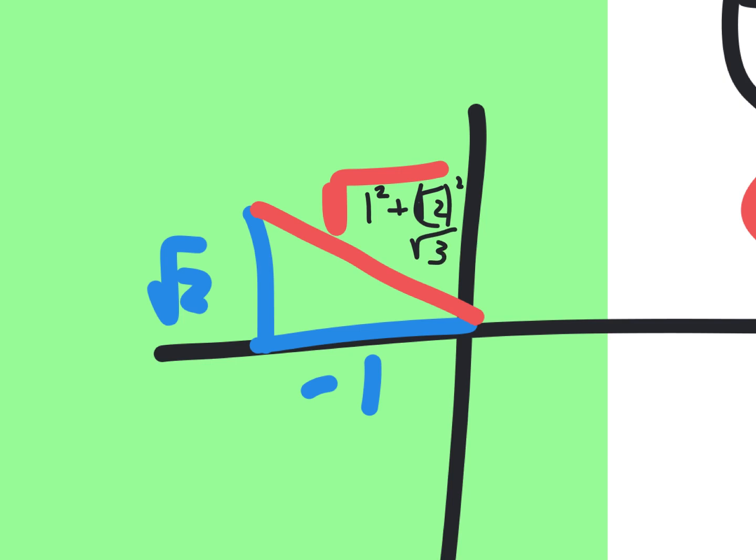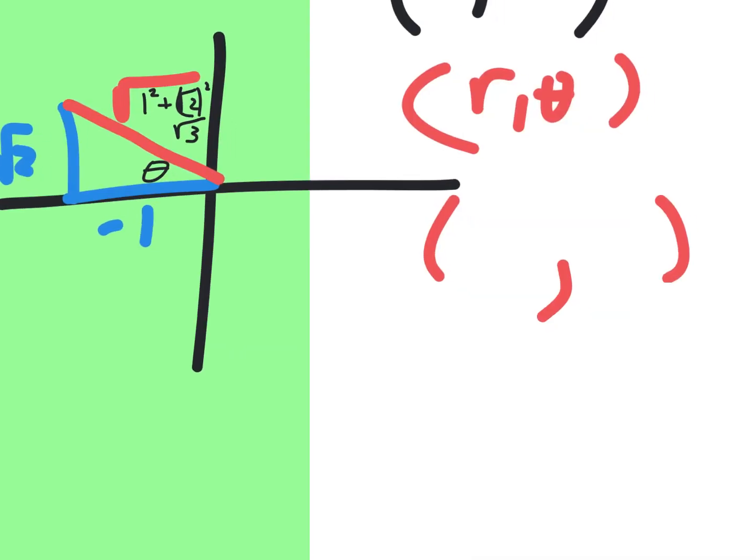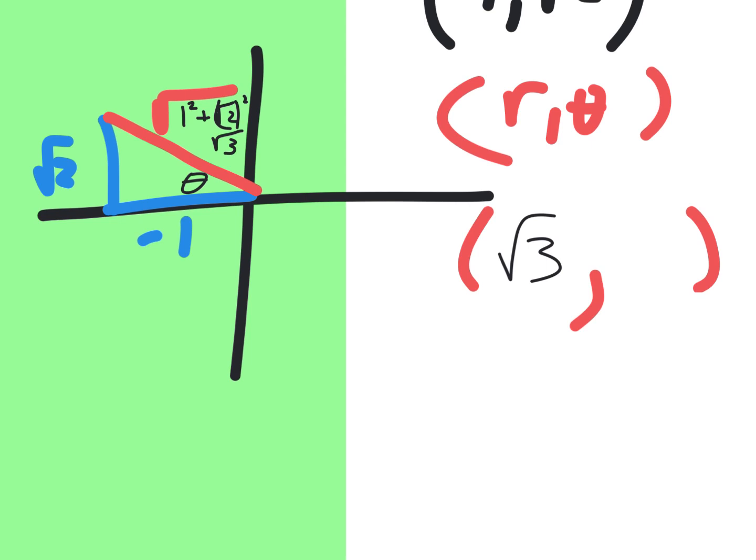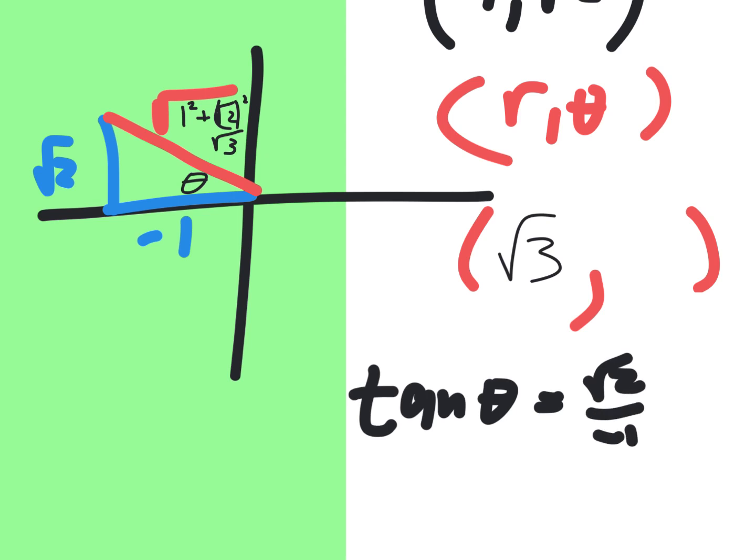Okay. Do you agree that is not one of the triangles we memorized? So then, we now know the length is the square root of 3, though. And then what's the angle? Tangent of the angle is root 2 over -1. So I ask you again, what's the theta?